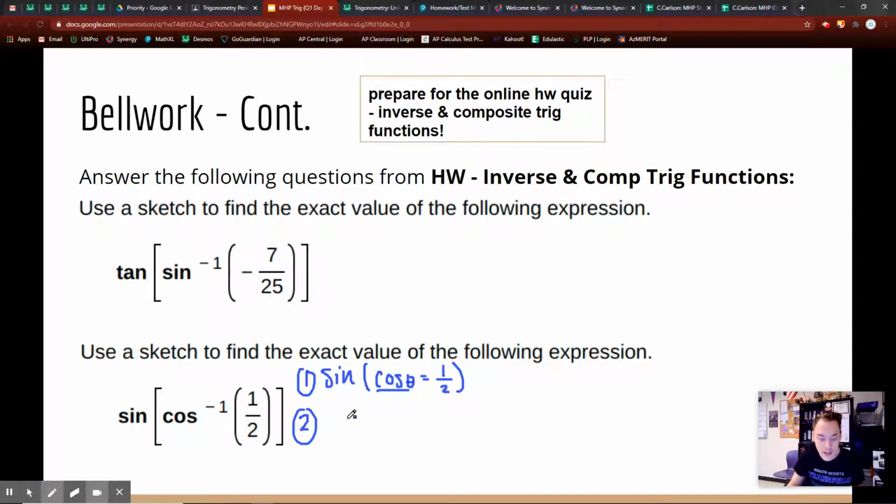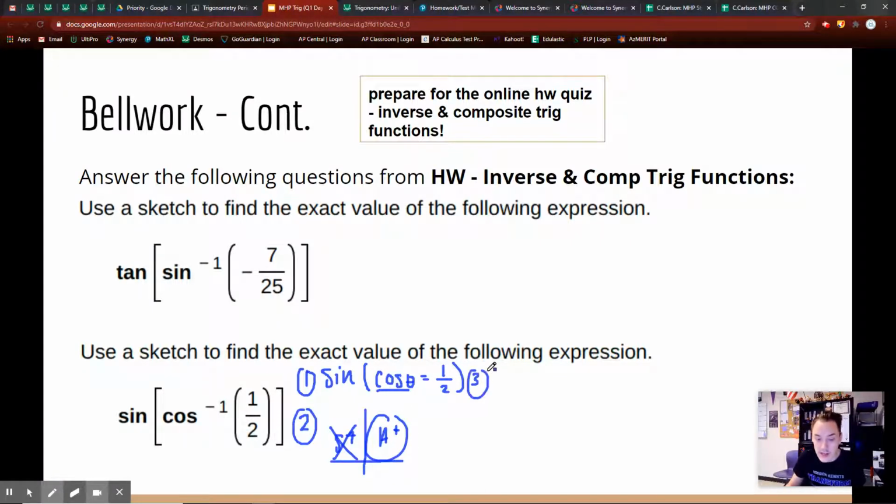Where's cosine positive? If all I care about is the first two quadrants, all students, cosine is the one I'm interested in, not sine. Cosine is where I'm going to build this triangle. So which one gives cosine a positive side length? Not the second quadrant, that's only sine. I'm interested in cosine being a positive 1/2, so it needs to be right here in the first quadrant.